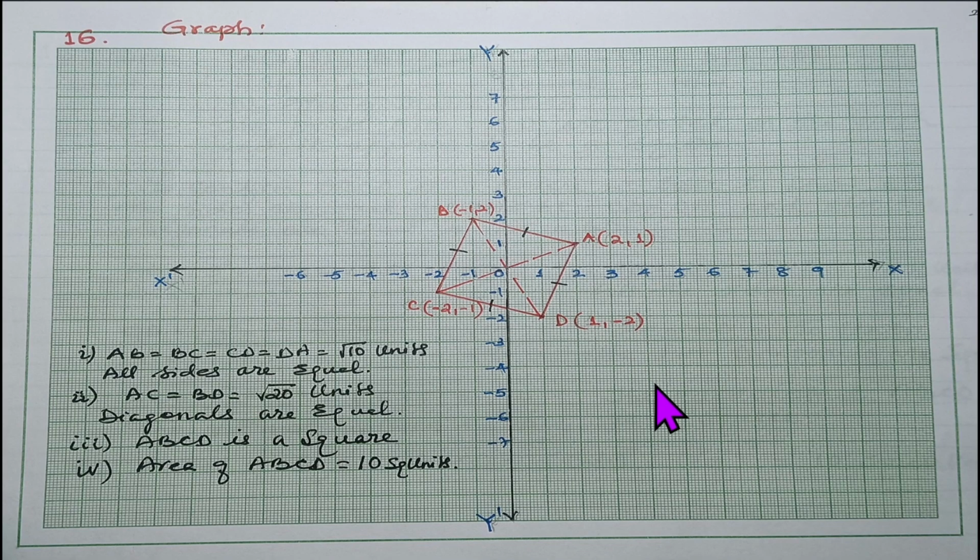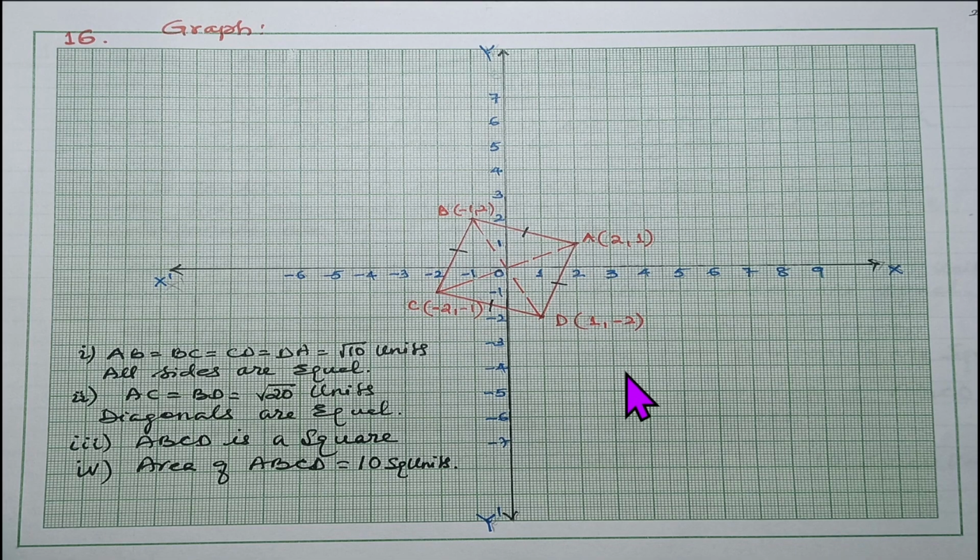So further, find out the diagonals' lengths, that is AC and BD. If AC and BD are also equal, 100% it will be a square. So one possibility is it can be a rhombus, the second possibility is it can be a square. If all four sides are equal, it can be a rhombus also. And the best thing to do is find out the lengths AC and BD.